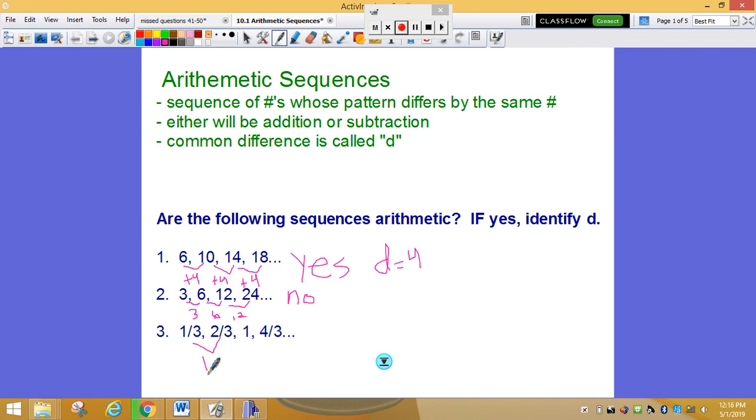To get from 1/3 to 2/3, I added a third. To get from 2/3 to 1, I added a third. To get from 1 to 4/3, I added a third. So did I add the same thing each time? Yes. Which means D is 1/3. I added 1/3 each time.